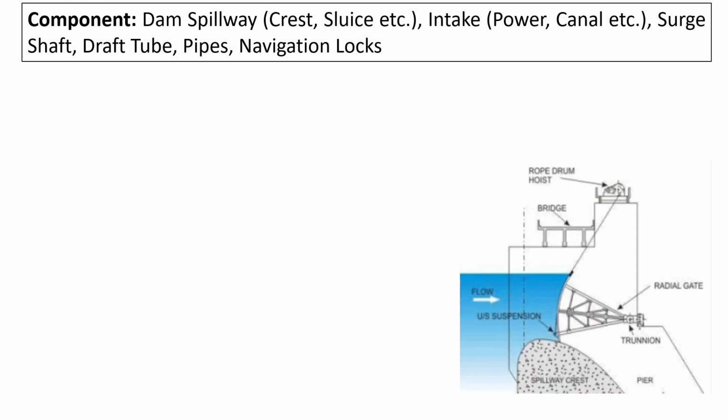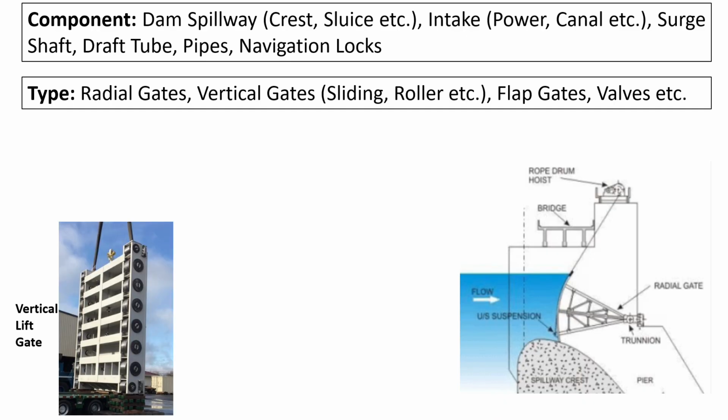As already explained, for different components we have different gates. For canals and navigation locks also we require gates. Basic difference of gates are on the shape. These are radial gates, vertical gates. Further, vertical gates are divided into two. Sliding gates, roller gates. Roller gates will be having wheels. Other type of gates are flap gates and valves.